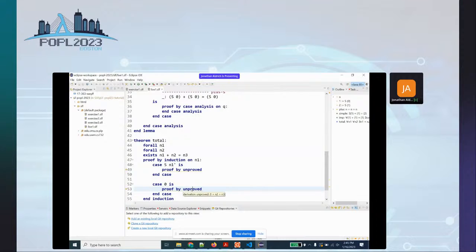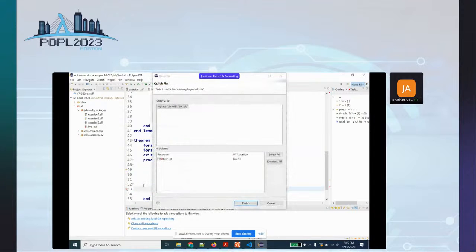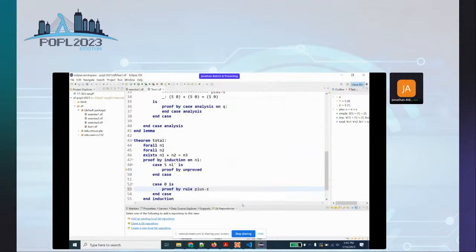So we need to have something, and what rule will do that? Well, rule plus z does that for us. Now, if I just say plus z here, Sassy Elf will give a little error message that you forgot to say the word rule by. And you can fill it in with that.